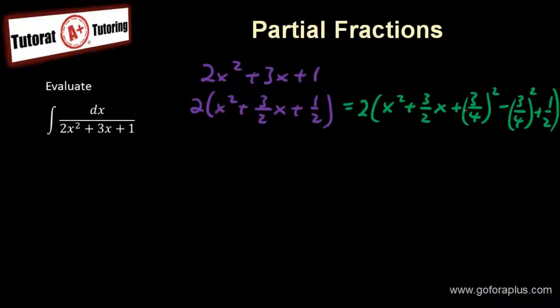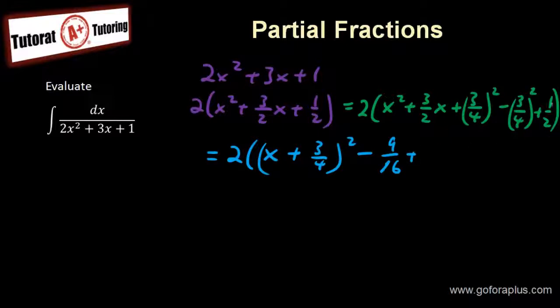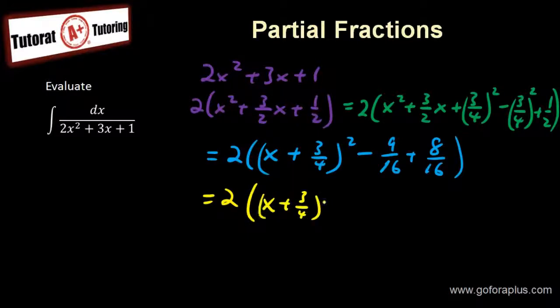Now, from this, I can simplify this into x plus 3 over 4, squared, subtracting 9 over 16, plus a half, which I'll put over 16 as well, which is 8 over 16. Now this will become a minus. So I have 2 times x plus 3 over 4 squared minus 1 over 16. Now at this point, I can tell you that I have to use partial fractions. I cannot use completing the square.